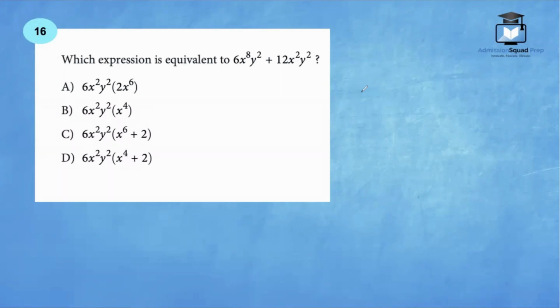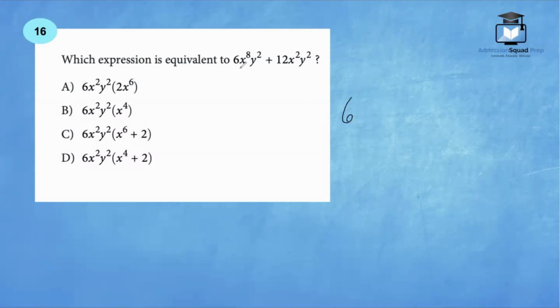Number 16, which expression is equivalent to the expression listed here above? For this problem, you will need to factor out the GCF, that is the greatest common factor. We start by looking at the coefficients. What number can divide into both 6 and 12? If you said 6, then that is absolutely correct.